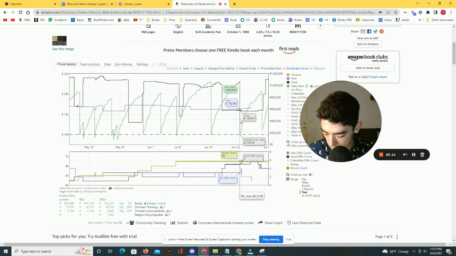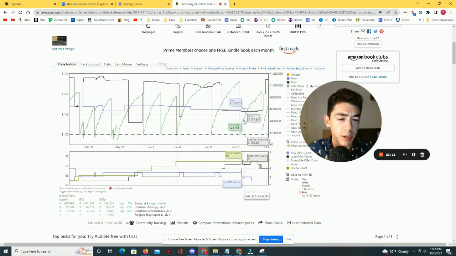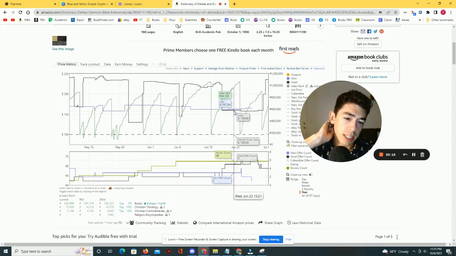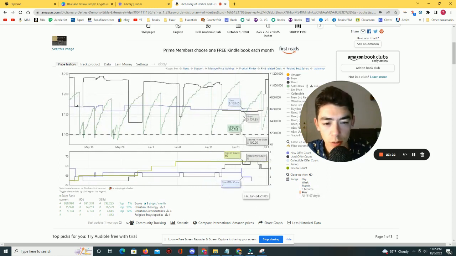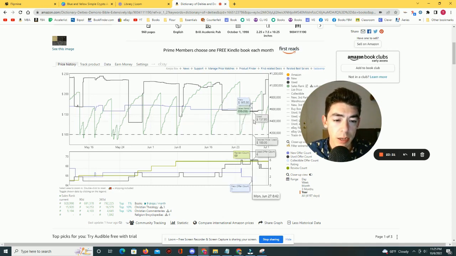June 19th, and I sold mine for $449. Now, what's interesting is that it looks like the new third-party price overlaps on June 19th. So I don't know if the data that they're tracking there is not entirely accurate, but I actually did sell mine for $449.99, probably right when this went out of stock here.